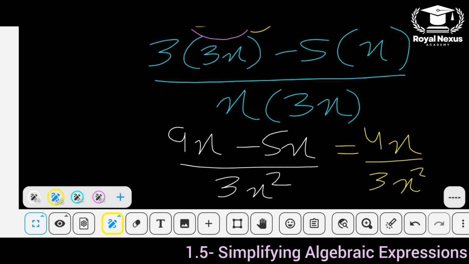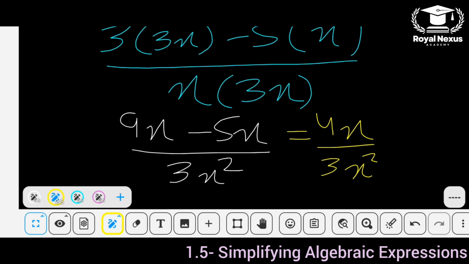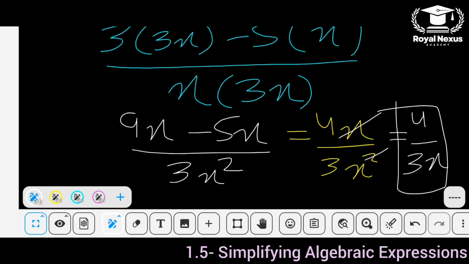So 4x upon 3x square is not the final answer because here we can further simplify it. This x will be cancelled out and this power 2 will be cancelled out because effectively there is 1x in the numerator and 2x in the denominator. So we can just cancel 1x. So in the denominator only 1x will remain. So the final answer will be 4 upon 3x. This is the final answer.